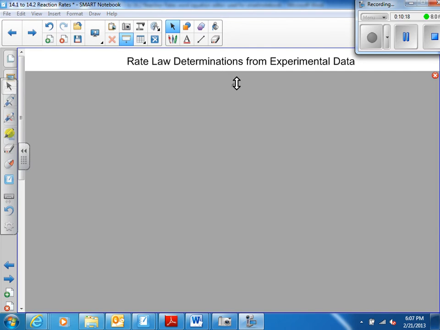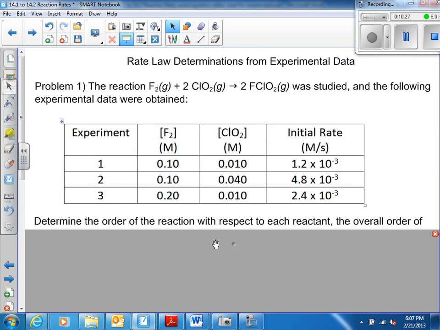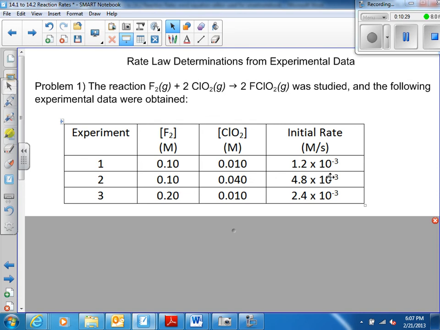Now comes the fun part. A little confusing at first, but just stick with it. It's not hard. This is fun. This stuff is actually really fun. Okay, so somebody runs an experiment. You run 3 different experiments.